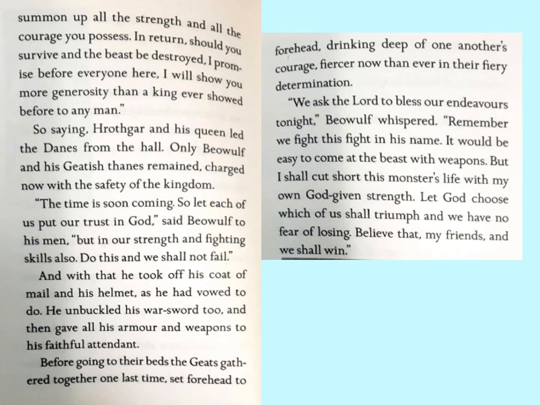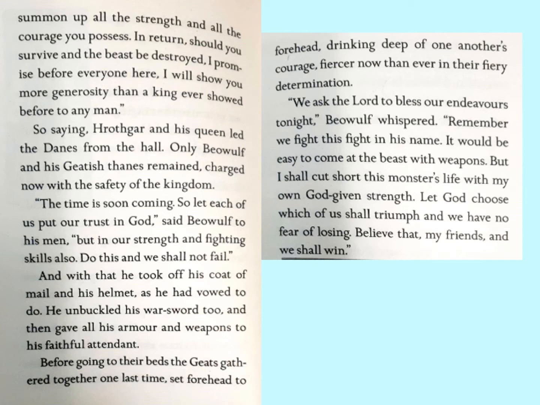So saying, Hrothgar and his queen led the Danes from the hall. Only Beowulf and his Geatish thanes remained, charged now with the safety of the kingdom. "The time is soon coming, so let each of us put our trust in God," said Beowulf to his men. "But in our strength and fighting skills also. Do this, and we shall not fail."